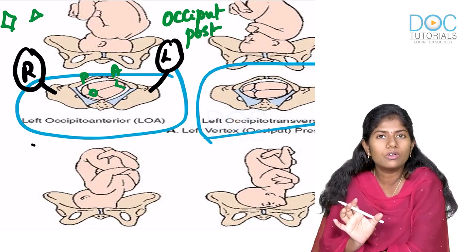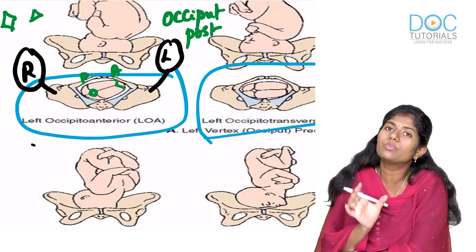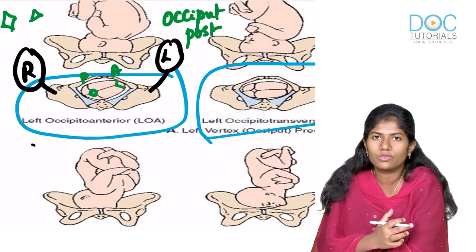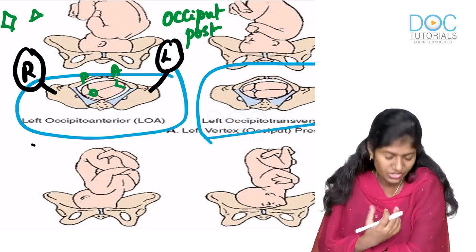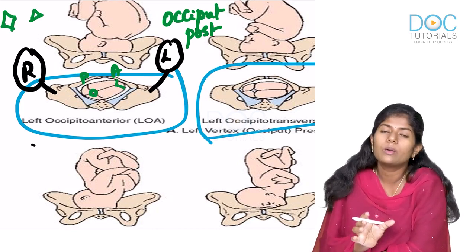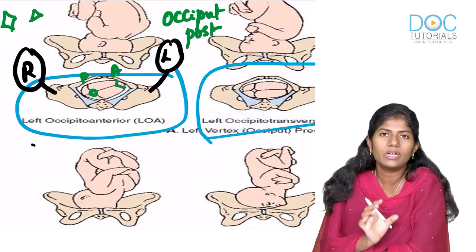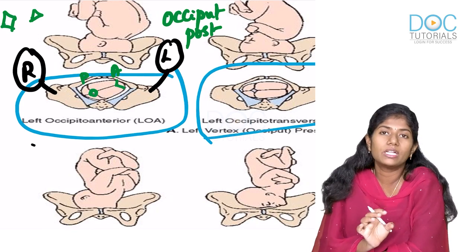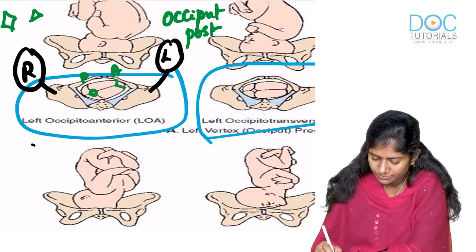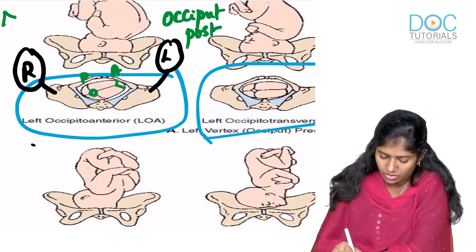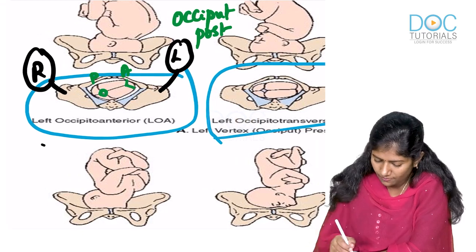Once you put the word occiput, next you have to decide whether to put left occiput or right occiput. Here the lie is longitudinal and the attitude is flexion, so you will use the word occiput, but right occiput or left occiput depending on where the posterior fontanelle is. Anterior fontanelle is diamond shaped and posterior fontanelle is triangular. Just note this down.